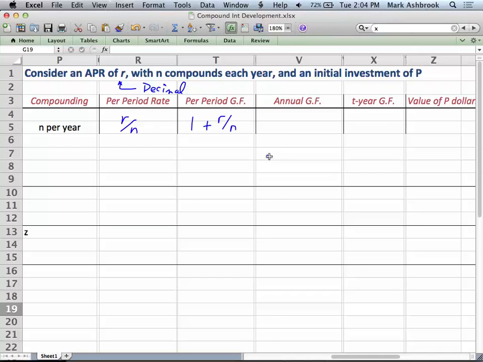Annual growth factor. Jonathan. It's 1 plus R over N to the N. That's it. All right, T-year growth factor. Morgan. 1 plus R over N to the N and to the T. That's it. Value of P dollars after T years. Diana, did you get it?